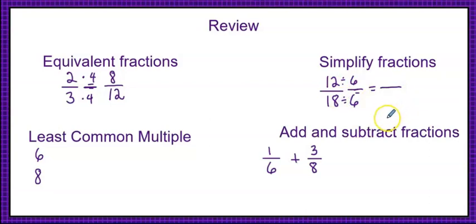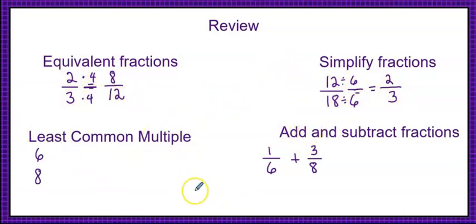A lot of people use the word reduce, and reduce to me is not an accurate word because reduce means to make something smaller. We're not making this smaller, we're just simplifying it. 12 divided by 6 and 18 divided by 6, and we're back to our 2/3. These are all equivalent fractions. 2/3, 8/12, 12/18 are all equivalent to each other, or equal to each other.